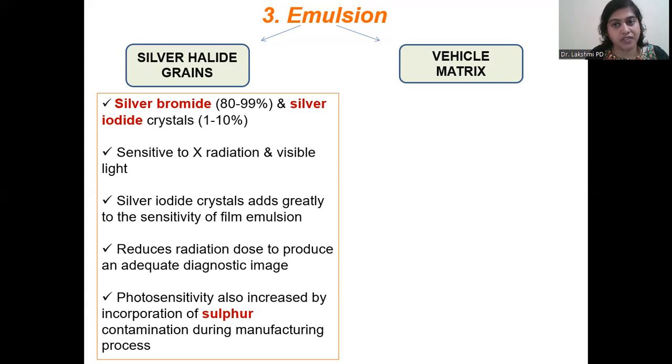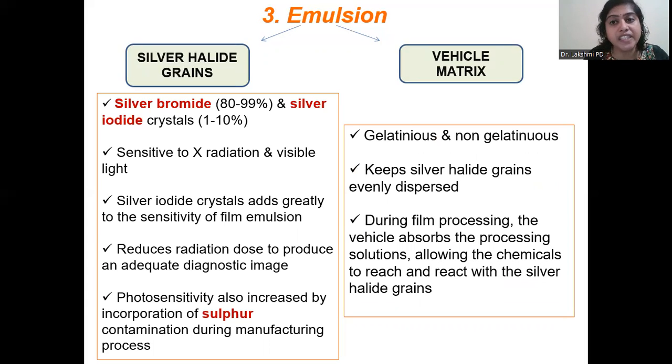Now, your vehicle matrix. Your vehicle matrix basically provides a medium in which your silver halide crystals are always uniformly dispersed. It is usually made out of either gelatinous or non-gelatinous material. And the other function, other than keeping these silver halide crystals uniformly dispersed, is that it also swells up once the film is dipped into your developer and fixer solutions. This vehicle matrix is what swells up, allowing your developer and your fixing solution chemicals to easily penetrate and reach your silver halide grains, so that further chemical changes are undertaken to create a permanent radiographic image.